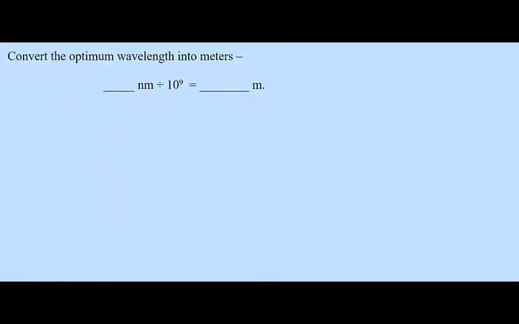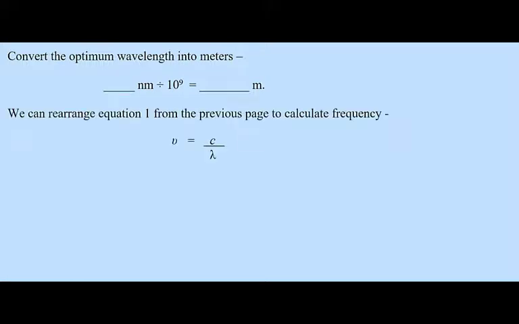First, convert that wavelength from nanometers into meters by dividing by 1,000,000,000, 10 to the power of 9, to turn it into a wavelength in meters. Next, rearrange Einstein's equation for the speed of light to work out the frequency of that radiation. Remember that the speed of light is 3 times 10 to the power of 8 meters per second.